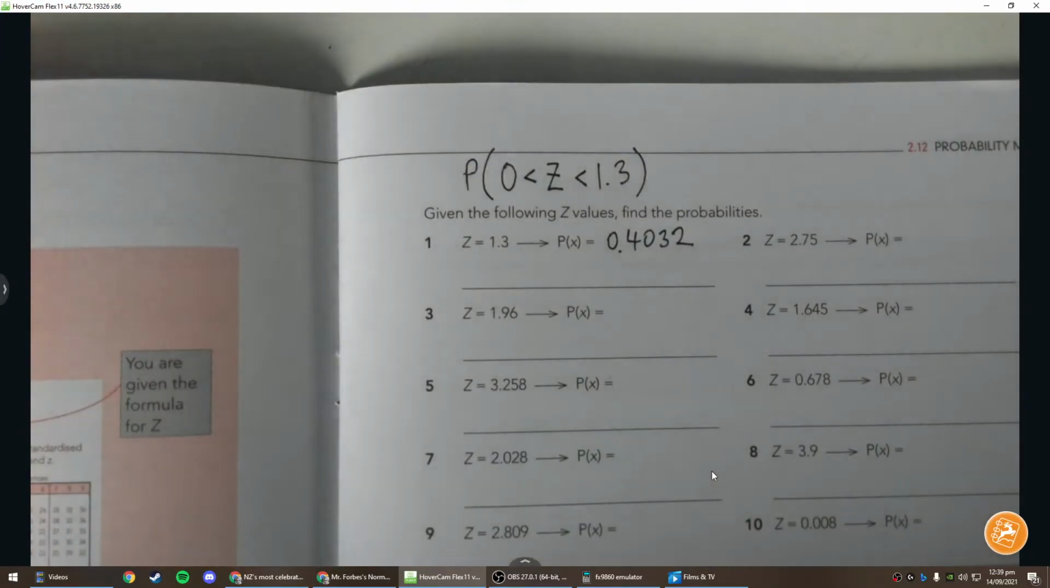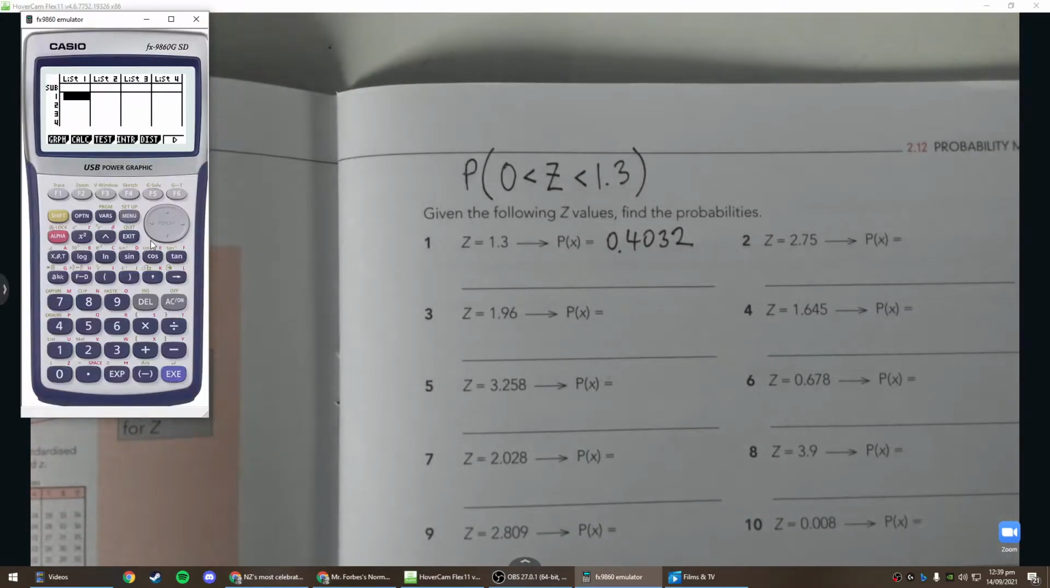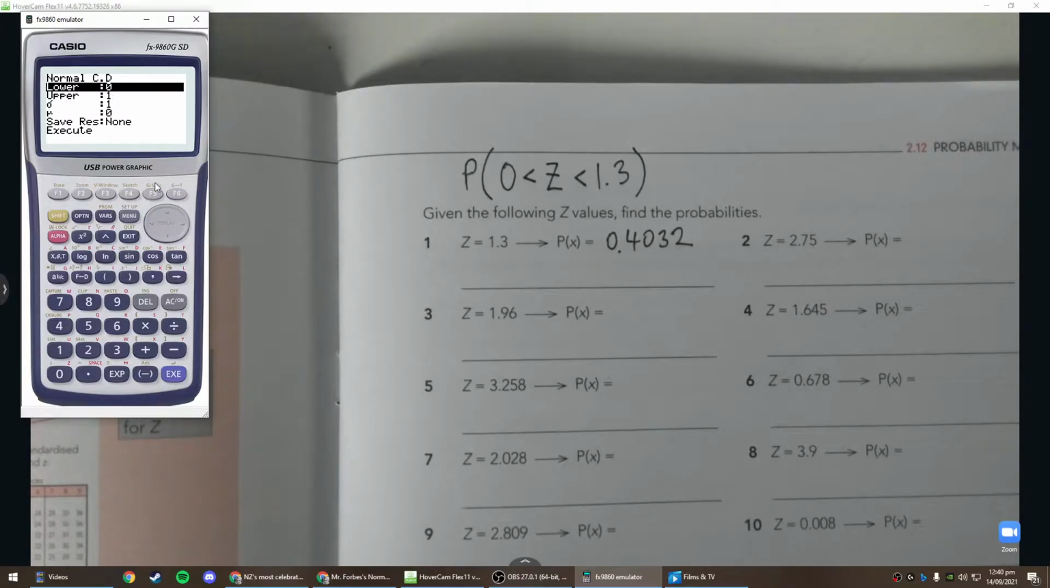But I'm also going to show you how to do it on the calculator. Go back to the menu, click on Stat, click on Dist for distributions, which is F5, then go to Normal, the normal distribution, C for cumulative, which means we're looking between two values. We're going to look between 0 and 1.3, with a standard deviation of 1 and a mean of 0, because that is the standard normal distribution. Click Execute, and there you go, 0.4032, rounded to 4 decimal places.